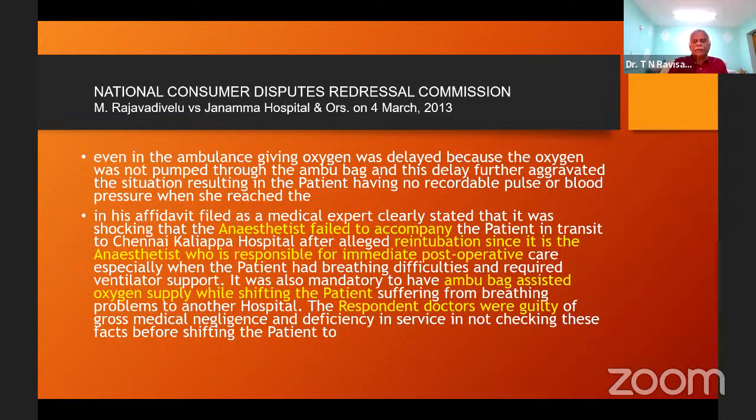Let's see some of the legal issues that have happened during shifting of patients. It's a small process, but the process can result in a lot of problems.